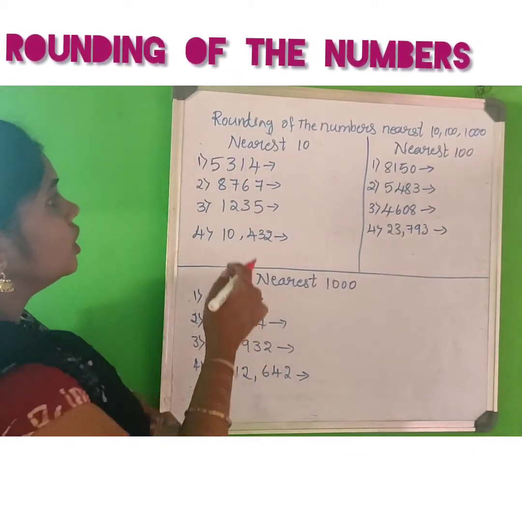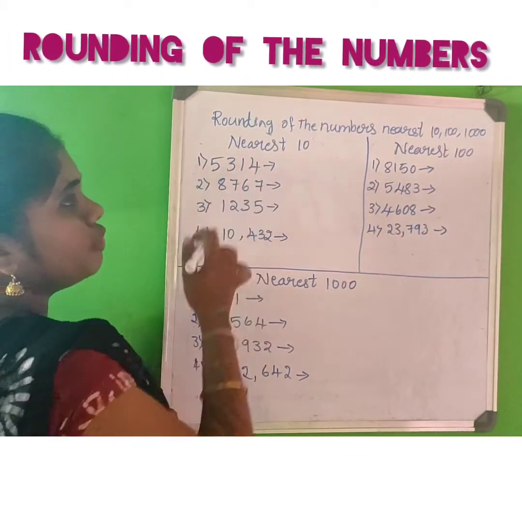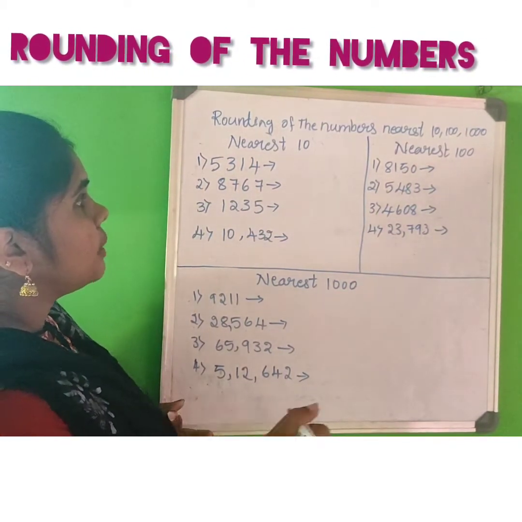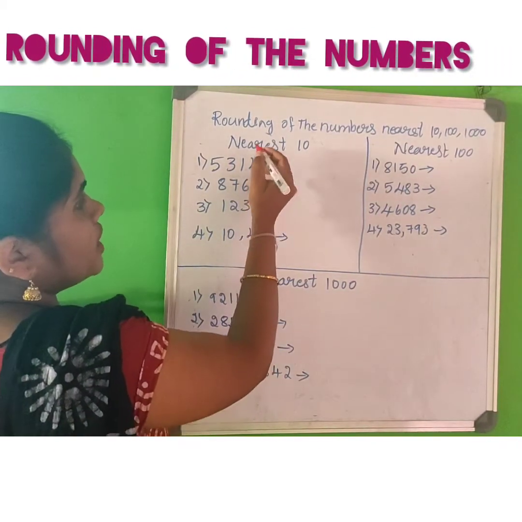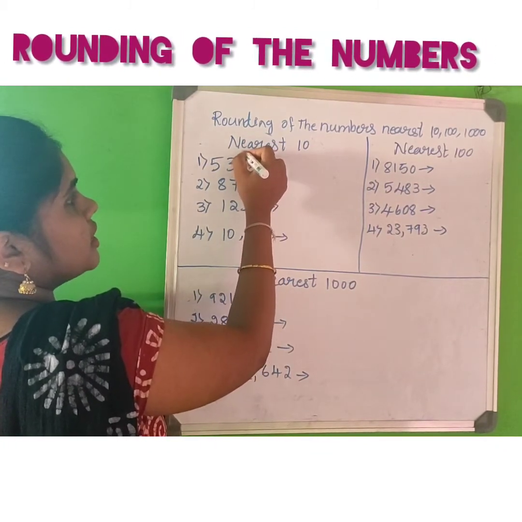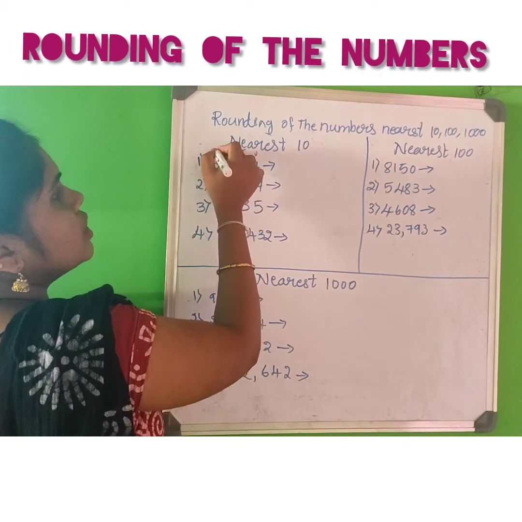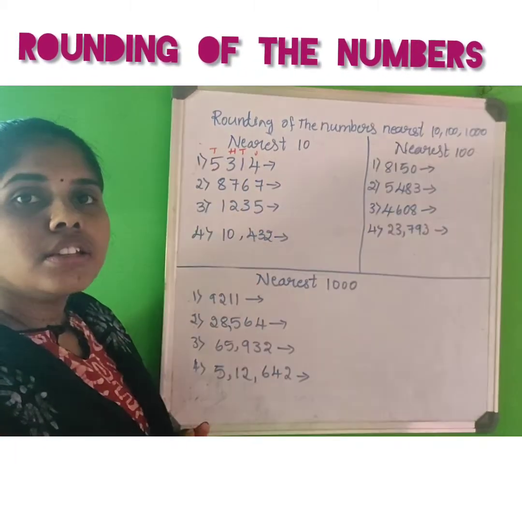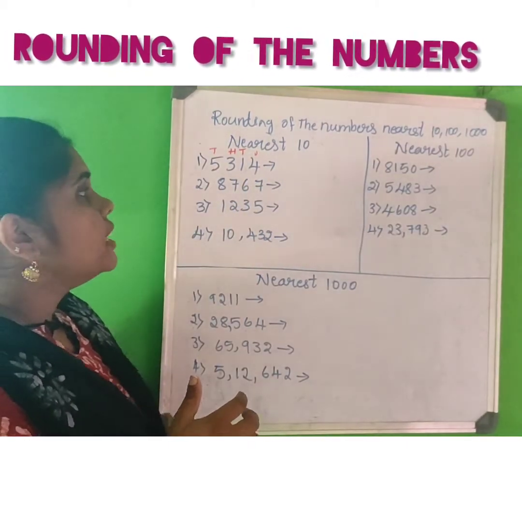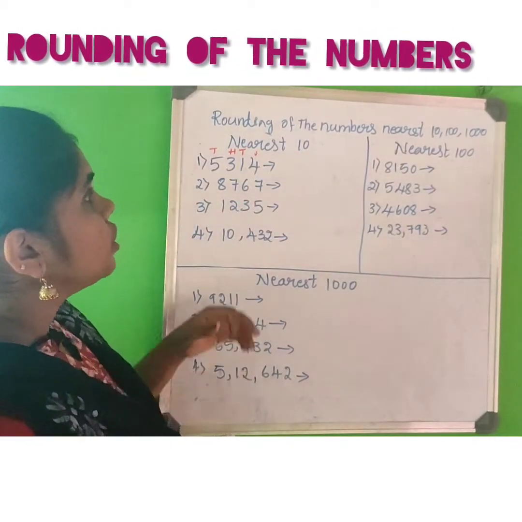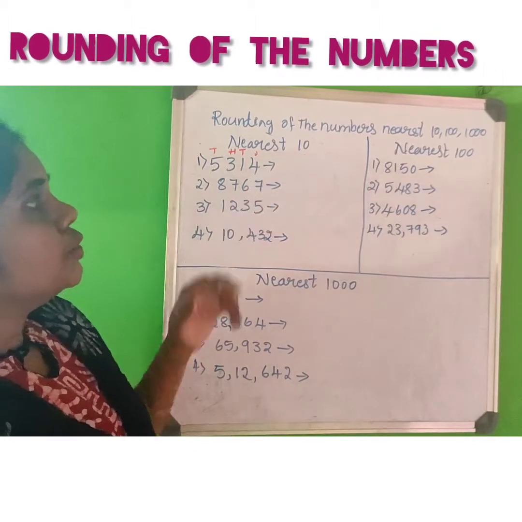First problem, 5314 is given. So we'll check the place value once again. 4 is in the unit place, 1 is in the 10th place, 3 is in the 100th place, and 5 is in the 1000 place. So you can easily identify this is 5314. Now we have to round it off nearest to 10.